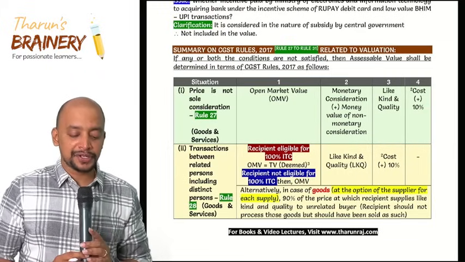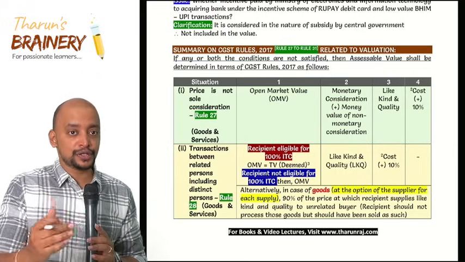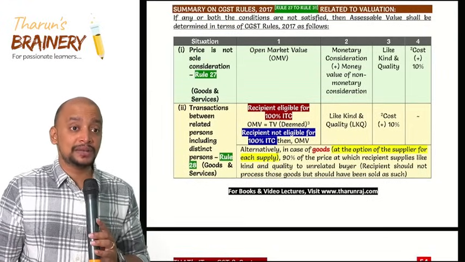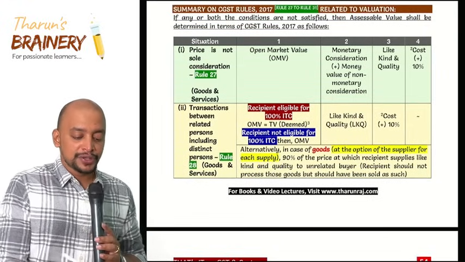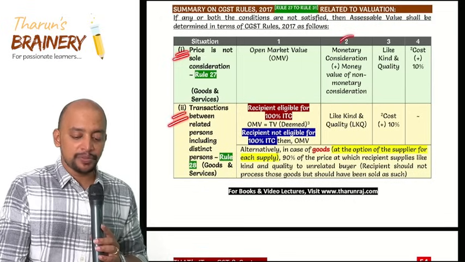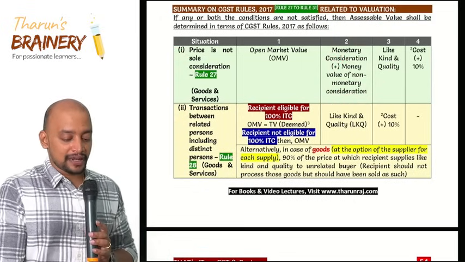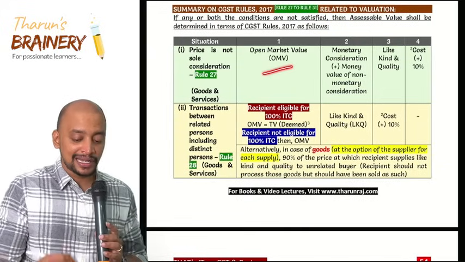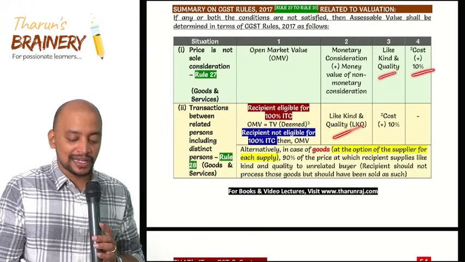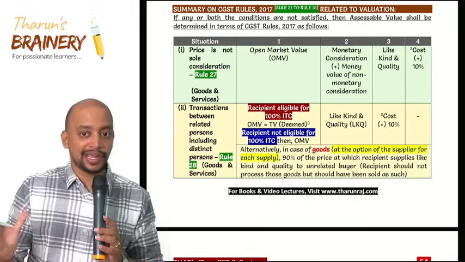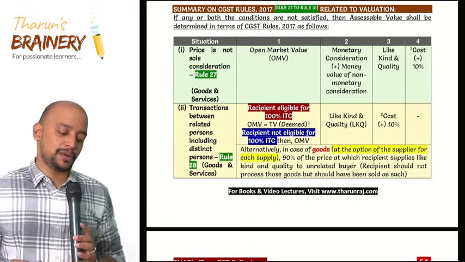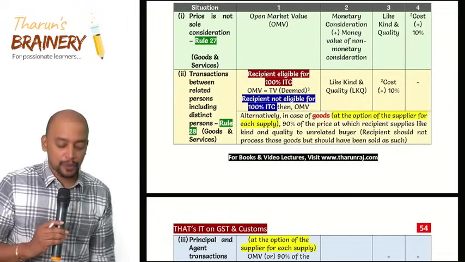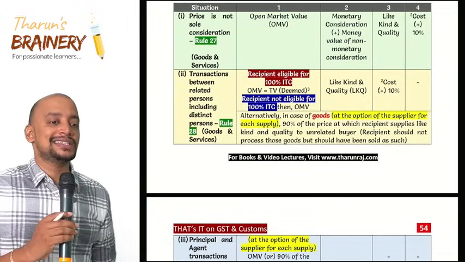Now this is in case of Rule 27, where price is not the sole consideration. Suppose it is a transaction between related parties, including distinct persons. Here the second point is missing, which means open market value, then like kind and quality, then cost plus 10%. Okay, and here we have some special points. If the recipient is eligible for full ITC, we need to take open market value itself as the transaction value.